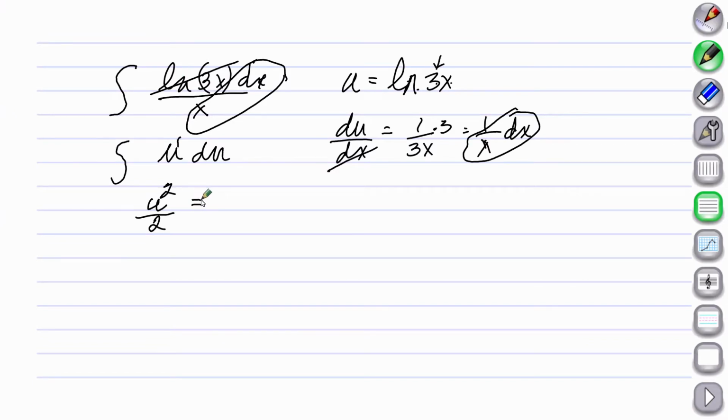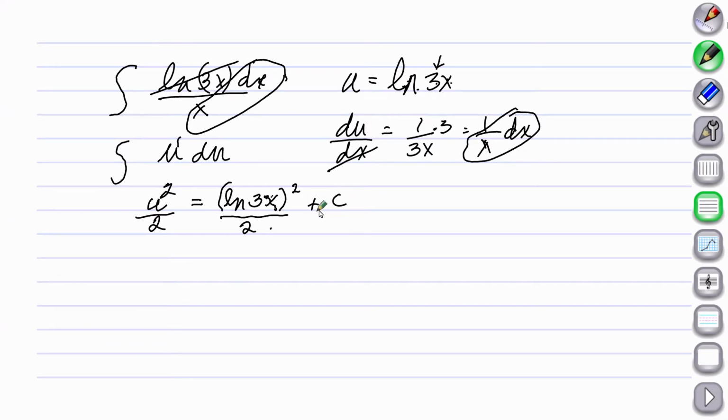And now I'm going to substitute that u is ln 3x. So this is ln 3x. It's starting up again, isn't it? And I worked so hard to fix it. Squared. So let's put this whole thing as being squared over 2 plus c.